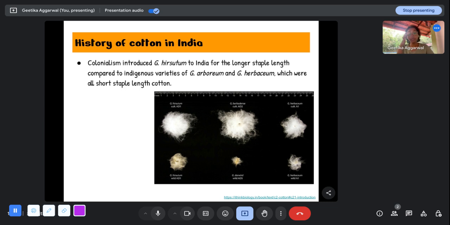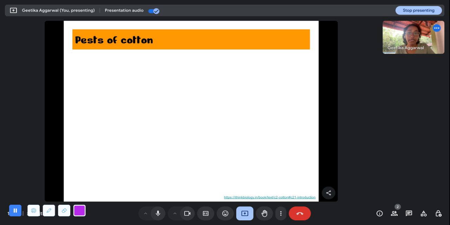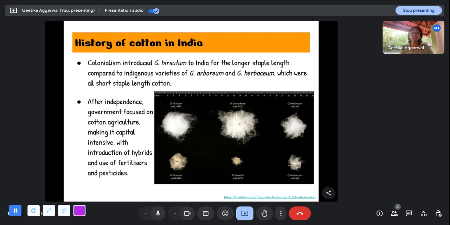But then, after independence, the government started focusing a lot on cotton agriculture, because India was exporting huge amounts of cotton, and that is where a lot of revenue came from. They made it a very capital intensive project, and a lot of capital was invested into cotton agriculture, and they started introducing hybrids. Some of these hybrids, like the Dharwar hybrid of the hirsutum, actually started growing in India. They used a lot of fertilizers and pesticides there, and that use also increased. So this was about the history of cotton in India and how these different varieties are now grown here.